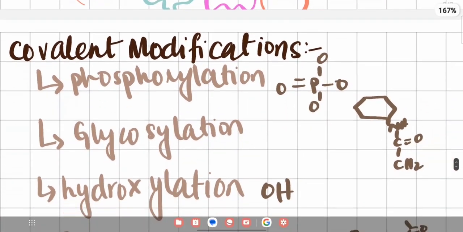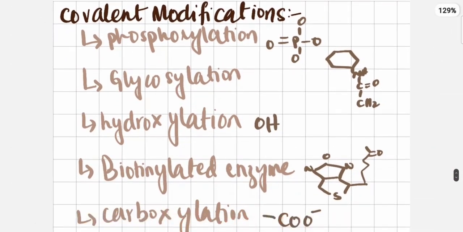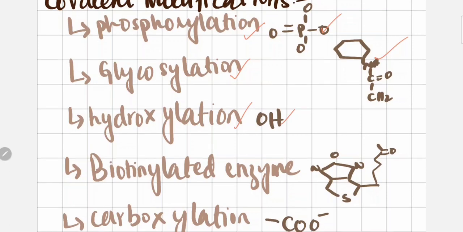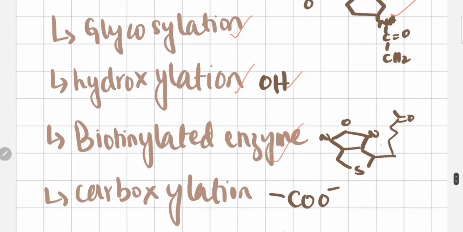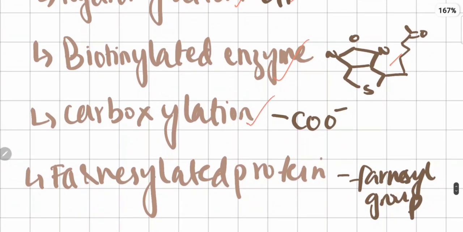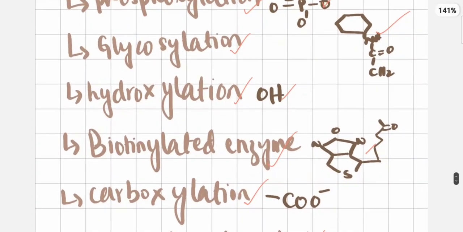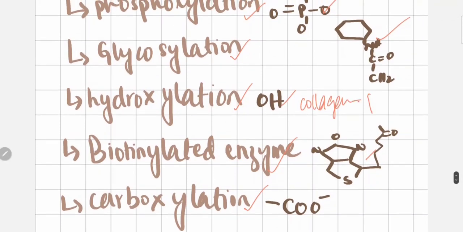Now one last thing before we wind up, there are certain covalent modifications for the polypeptides. We can have phosphorylation, we can add a phosphate group, there could be glycosylation, we could add glucosamine, we can hydroxylate, we can add a hydroxyl group, or we can add biotin, biotinylate the enzyme. We can carboxylate the polypeptide, and we can add the farnesyl group as well. So different covalent modifications, for example, I can give you an example of hydroxylation. The collagen protein is hydroxylated at the sites of proline after the polypeptide is formed. Just an example.